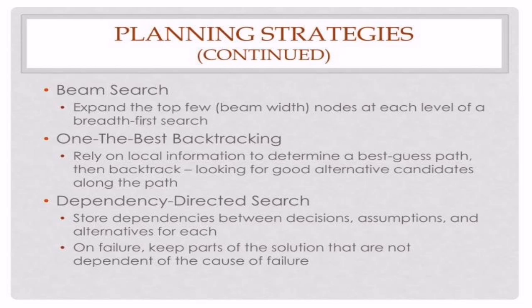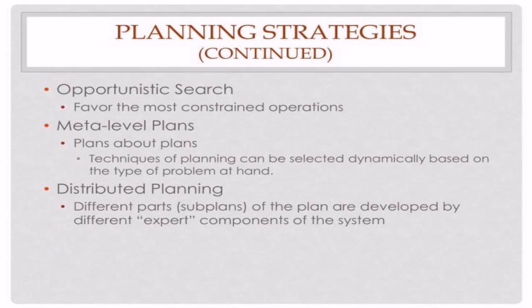Dependency directed search. It stores dependencies between decisions, assumptions, and alternatives for each. On failure, it keeps parts of the solution that are not dependent on the cause of failure. Opportunistic search: favor the most constrained operations.